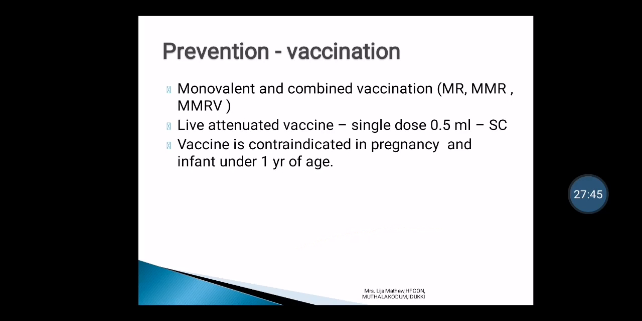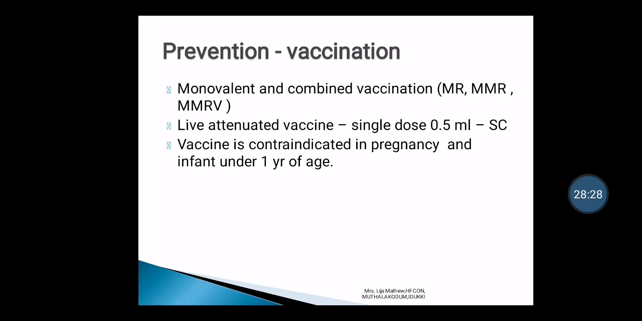Then look into the preventive and control aspect. As I have told, vaccination is the only preventive measure. Like we said before, there are monovalent and combined vaccinations. The vaccination which is only for rubella, that is only for German measles, and we also have combined forms. The vaccine for measles alone is called MR. If the vaccine is combined for measles and mumps, then it is known as MMR. And if the vaccine is combined for measles, mumps, and varicella, then we call it MMRV. So these are the combination vaccines. Then it is a live attenuated vaccine with a single dose of 0.5 ml subcutaneously.